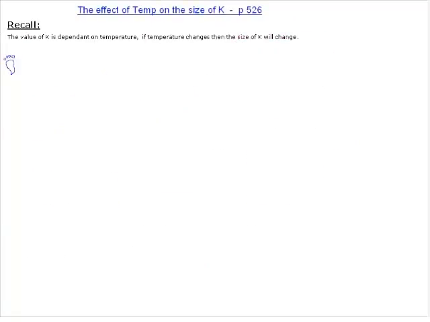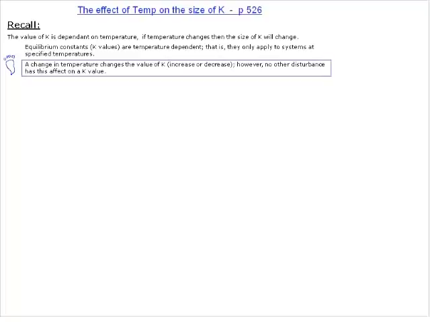Okay, now here's the last thing in this lesson. We want to be able to look at what's the effect of temperature on K, because we've talked about this all along, saying K stays the same as long as we have the same temperature. If we start fooling around with the value of temperature, then K changes as well. So that's the only thing that will cause K to change, is if we change the temperature. All right, that's a very important point.